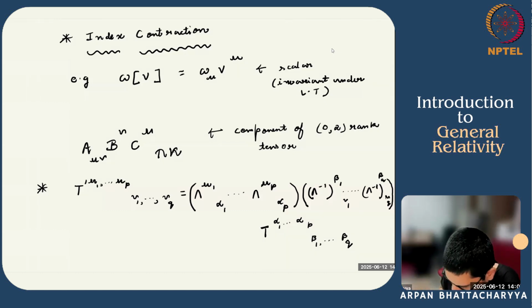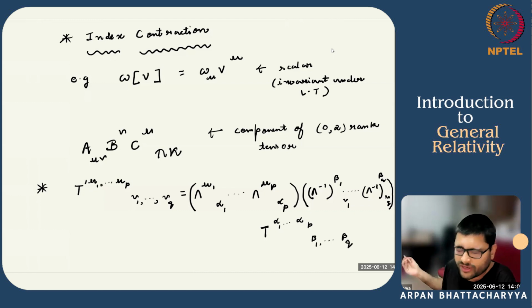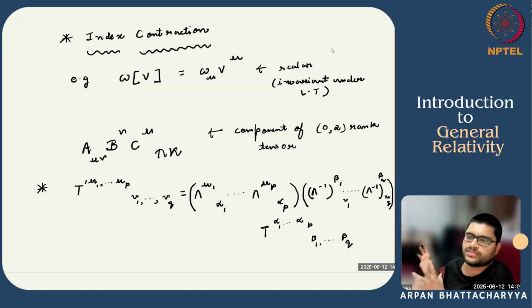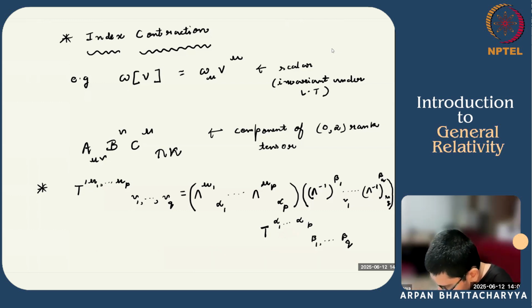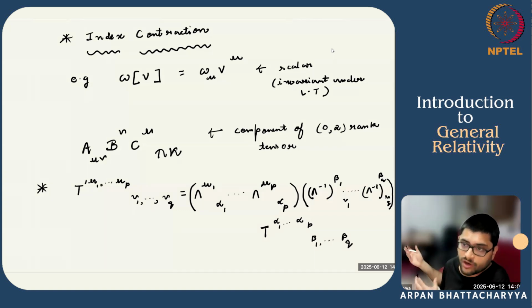But in general, the components of a (P, Q) rank tensor will transform under Lorentz transformation. For example, if you go from a coordinate system x to x prime, the component in the primed system is related to the component in the unprimed coordinate system by this. So all the upper indices will transform accordingly by the elements of the Lorentz transformation, and the lower indices will transform accordingly using the elements of the inverse Lorentz transformation that we have discussed in the previous lecture.